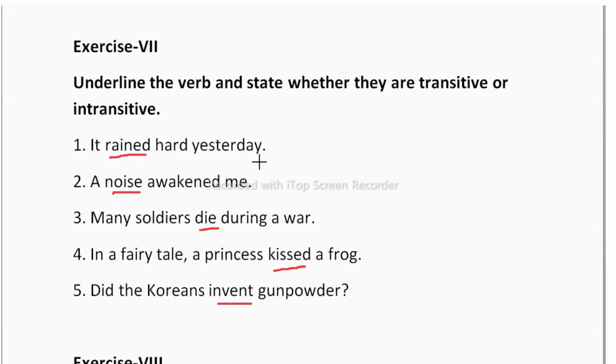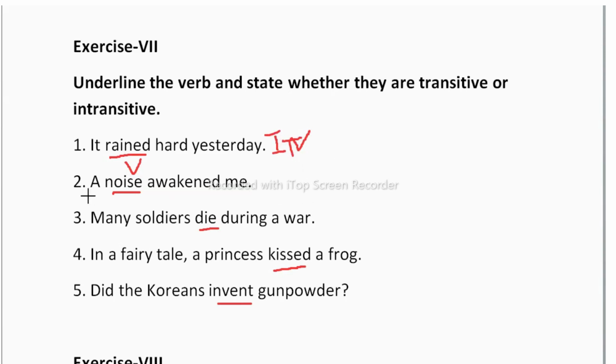"It rained hard yesterday." So again, students, this is the verb. After this verb, we don't have any object. As I told you, the subject and object of a sentence can be a noun or pronoun only. But "hard yesterday" is showing an adverb. This is an adverb, not a noun or pronoun. So this can't be an object of the sentence. So this one is an intransitive verb.